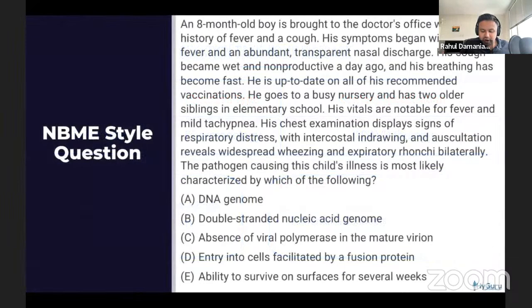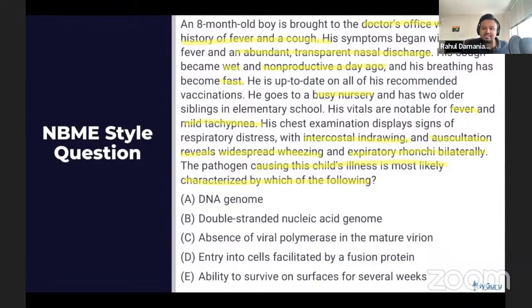Let's go ahead and go into our next question. The pathogen that caused this child's illness is most likely characterized by which of the following? An 8-month-old boy is brought to the doctor's office with a 3-day history of fever and a cough. His symptoms began with a mild fever and an abundant transparent nasal discharge. His cough became wet and non-productive a day ago, and his breathing has become very fast. He is up to date on all of his recommended vaccinations. He goes to a busy nursery and has 2 older siblings in elementary school. His vitals are notable for fever and mild tachypnea. His chest examination displays respiratory distress with intercostal indrawing, and auscultation reveals widespread wheezing and expiratory rhonchi bilaterally.